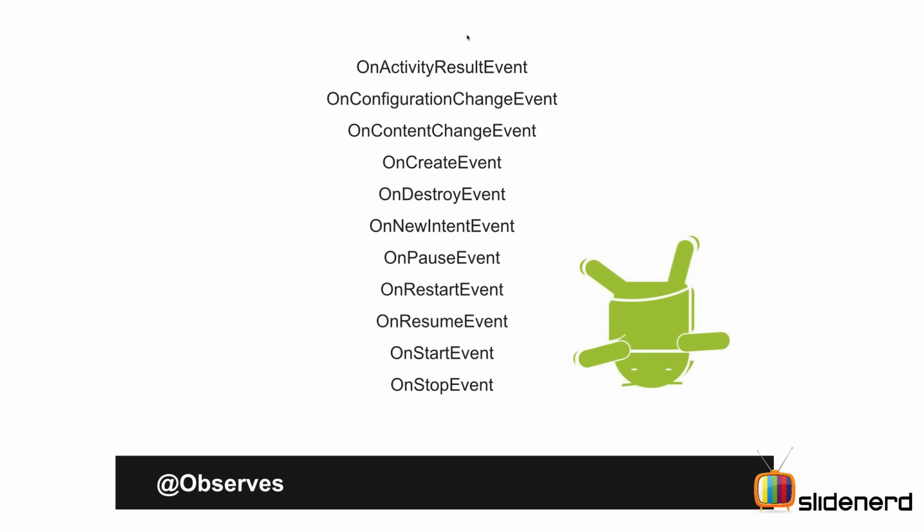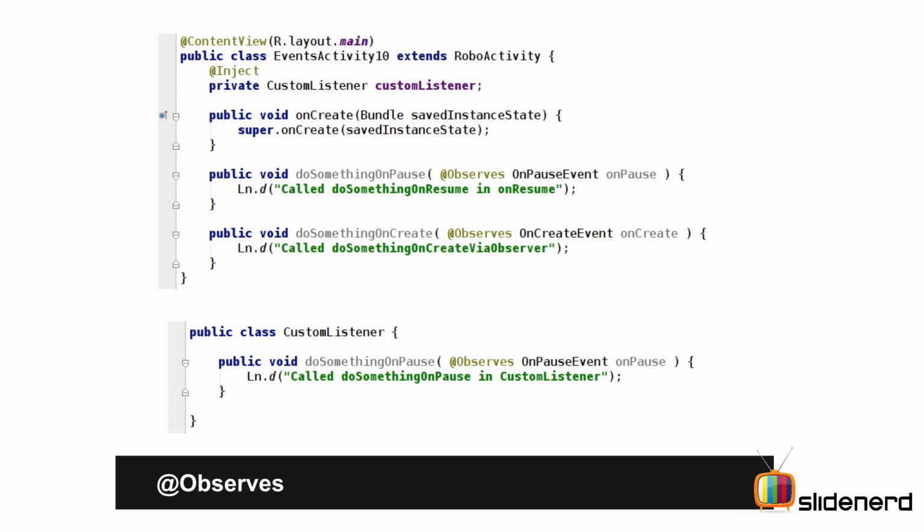Now these are the classes that RoboGuice provides. Again, this list may be different from what you see on your documentation because that is quite updated compared to this video, obviously. So there's like OnCreateEvent, OnDestroyEvent. Let me show you what an example of this would look like. Let's say that you want to run some code when onResume is triggered or onPause is triggered.